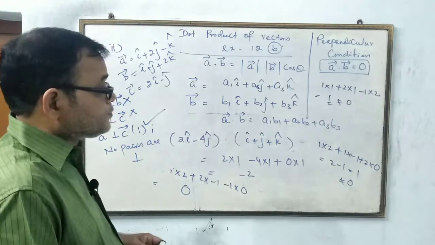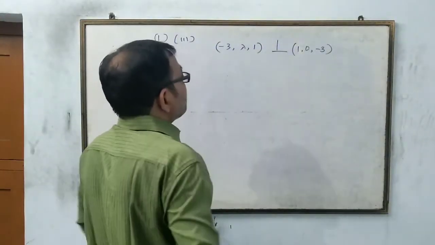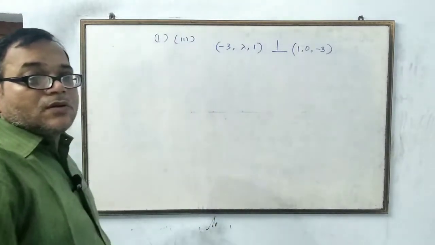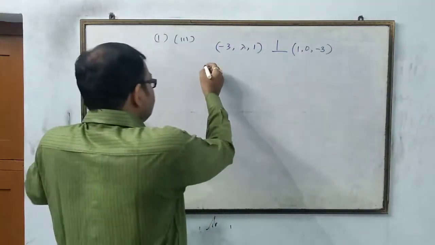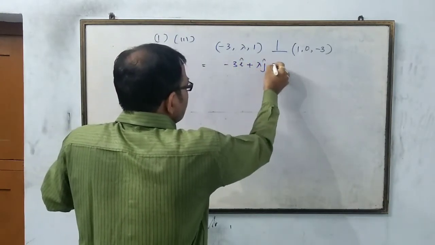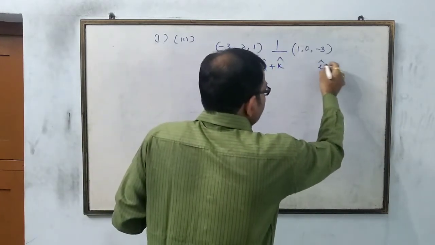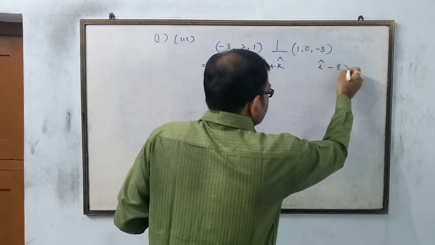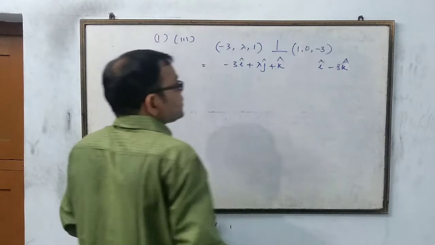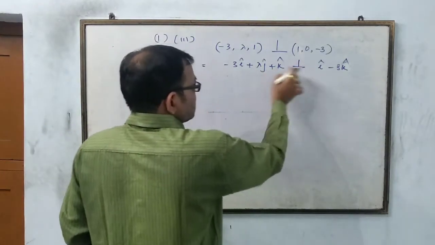Pause the video. Question number 1, bit 3: for what value of lambda are these vectors perpendicular to each other? One vector is minus 3i plus lambda j plus k. The other vector is i plus 0j minus 3k.